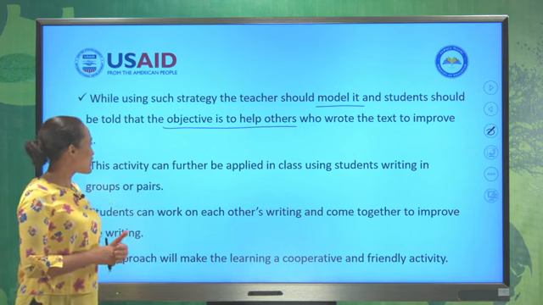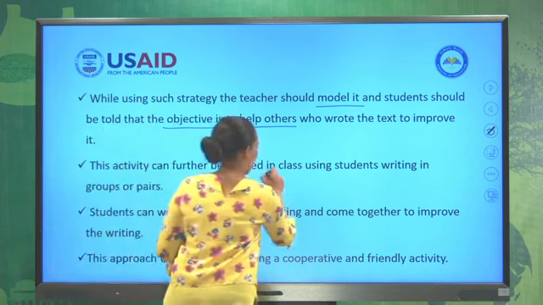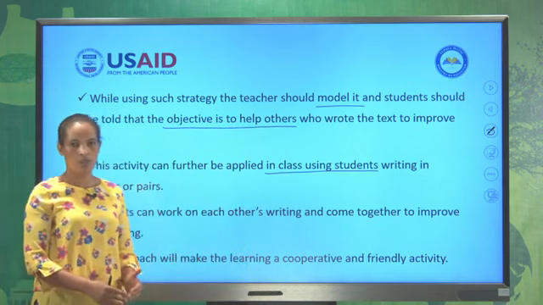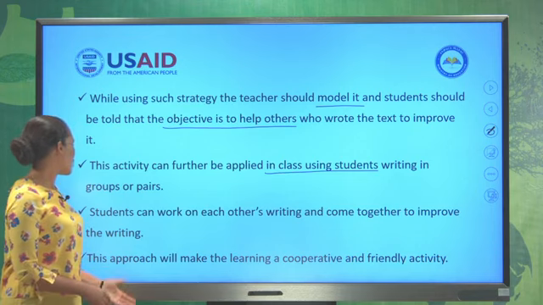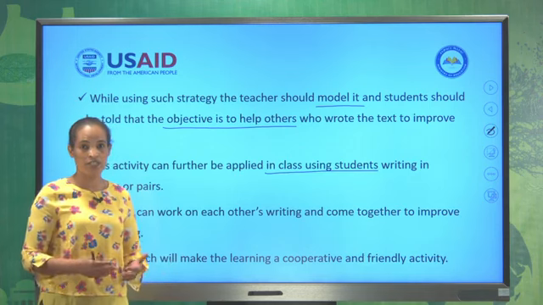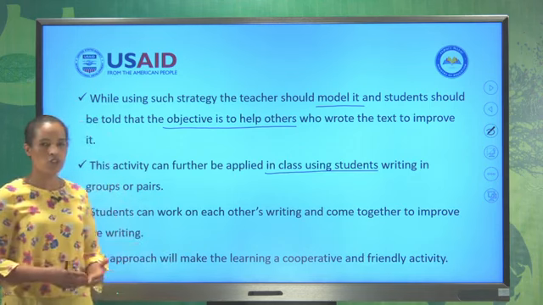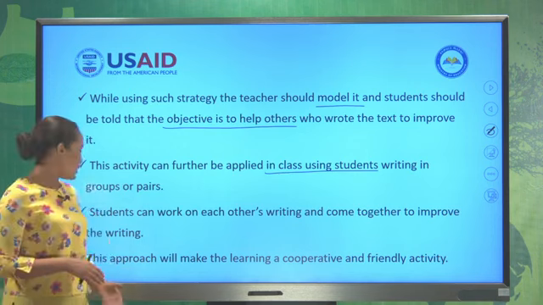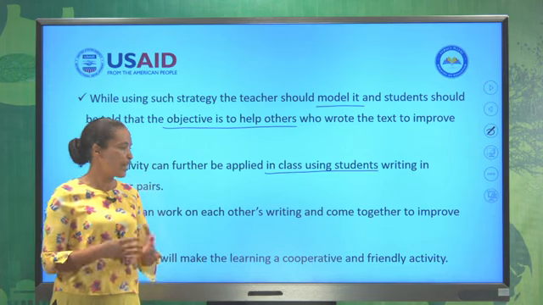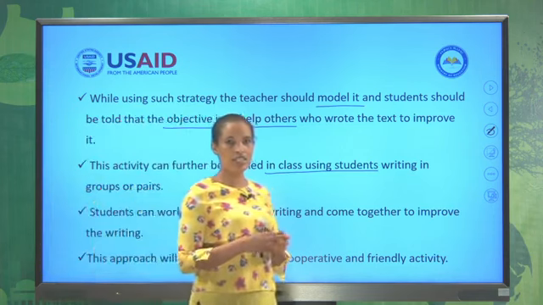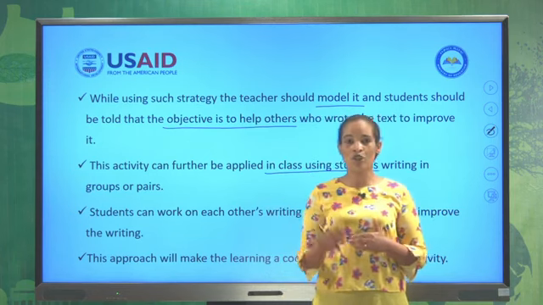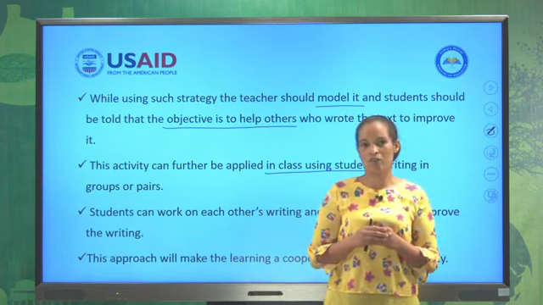This activity can further be applied in class using students' writing in groups or in pairs. Students can work on each other's writing. They can edit for each other and come together to improve the writing. So again, this approach will make learning a cooperative and friendly activity. If students edit their text for each other, it has a sense of being cooperative for each other.